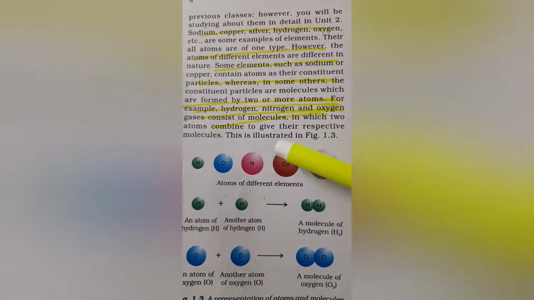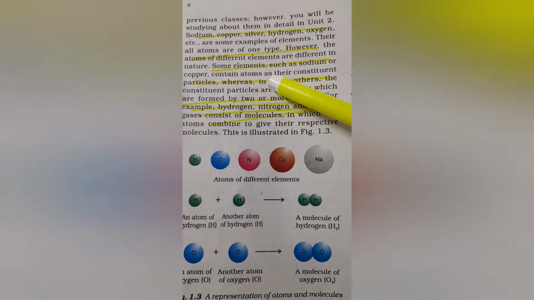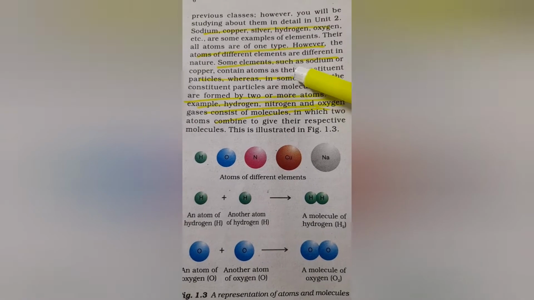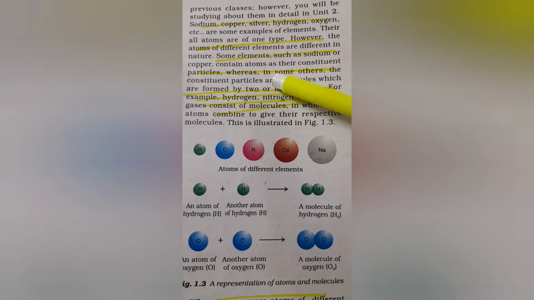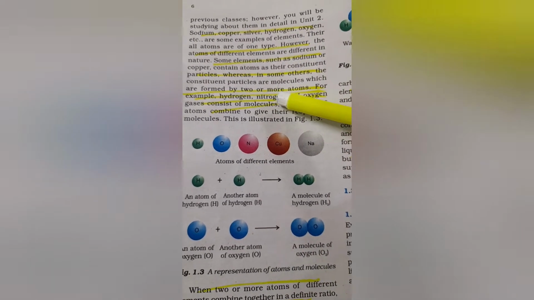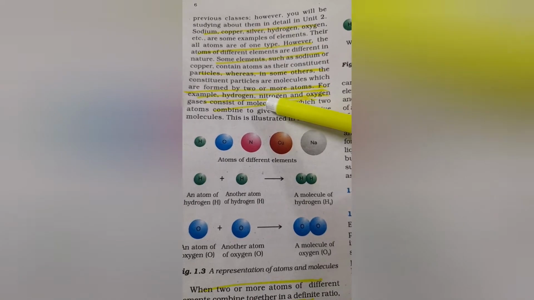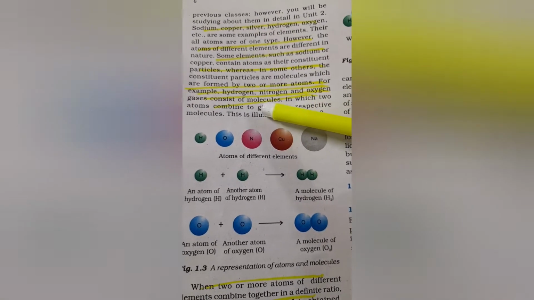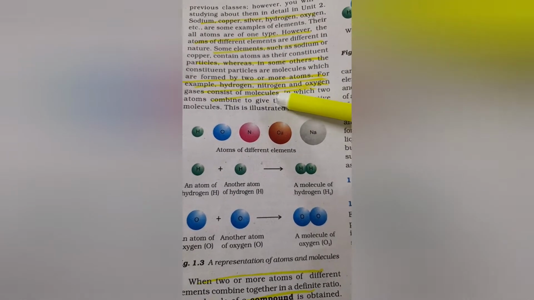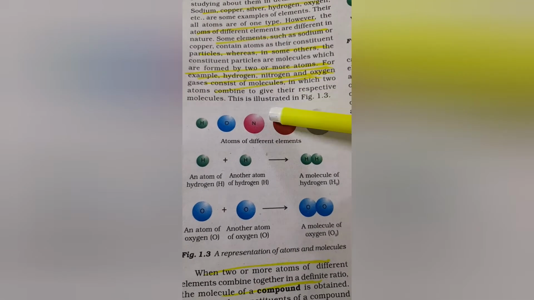These will have atoms of only one type. Atoms of different elements are different in nature. If you compare hydrogen and oxygen, these two atoms are different from each other in their properties. Some elements like sodium or copper contain atoms as their constituent particles, but in some others, the constituent particles are molecules formed by two or more atoms. See, hydrogen, nitrogen and oxygen gases consist of molecules in which two atoms combine to give the respective molecules.